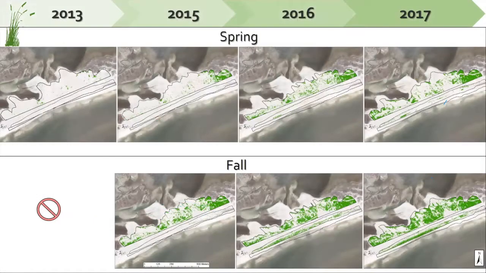So what does that look like? If you're a visual learner like me, I like to see pictures. So if we take one of those sites from the manipulated overwash, you can see that through time, the areas of green, which represent the vegetation, increase, and you get these larger patches of vegetation developing within those natural overwashes. Sorry, excuse me, manipulated overwashes.